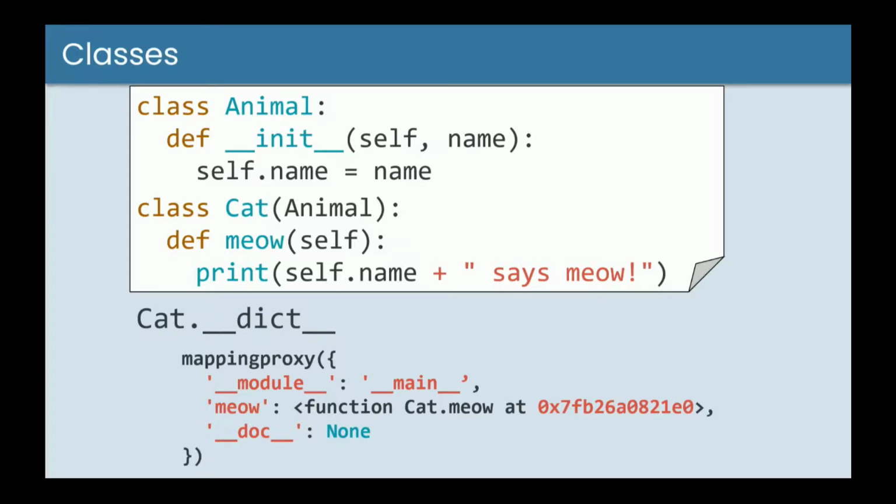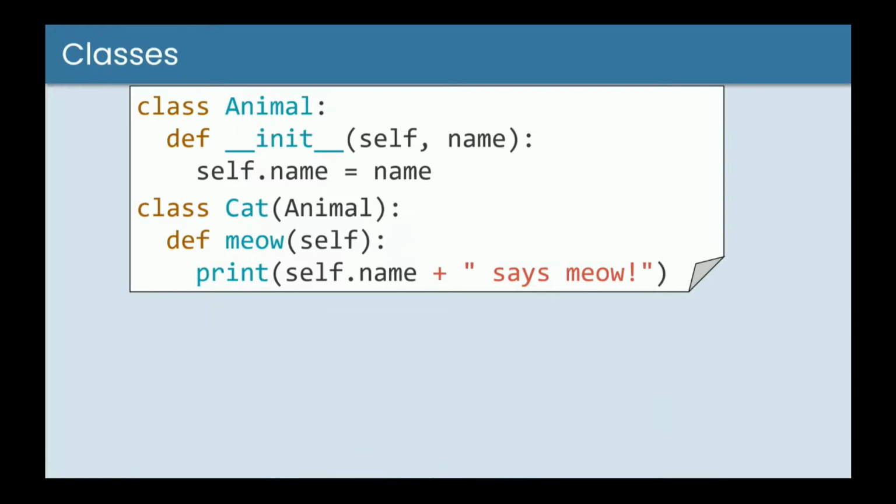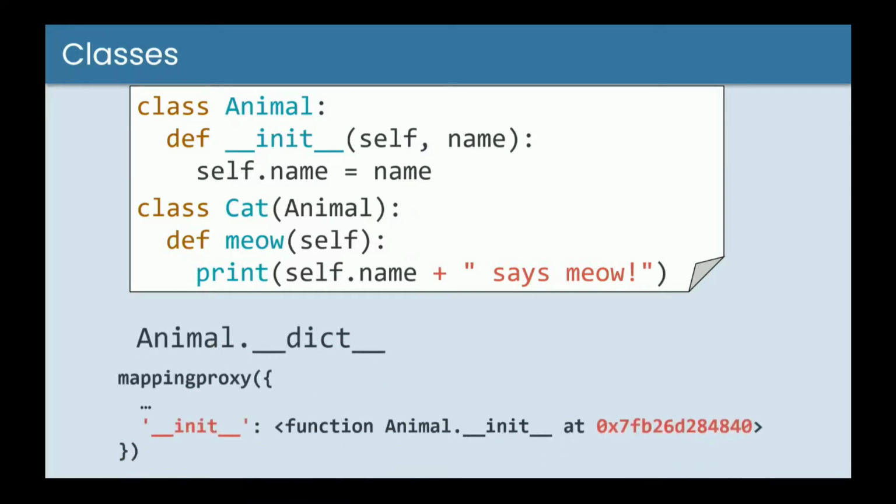But this dictionary doesn't have any reference to animal. Well, let's have a look at animal first. Animals dictionary, among some other stuff which I've omitted, does have that initializer. So we can construct new instances of animal. But how does it find it? Again, there's no reference from cat to animal in its dictionary.